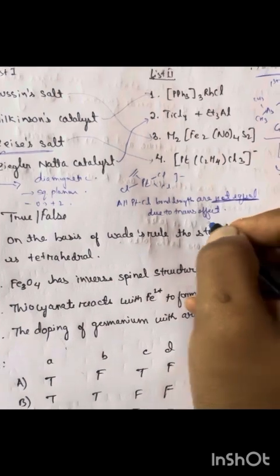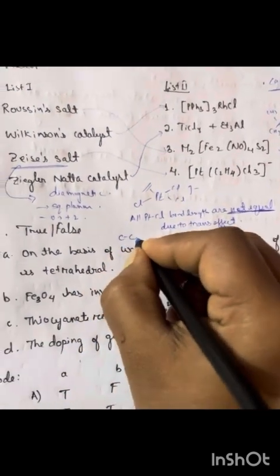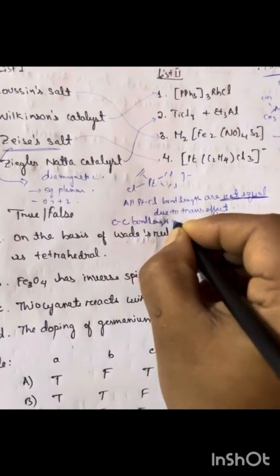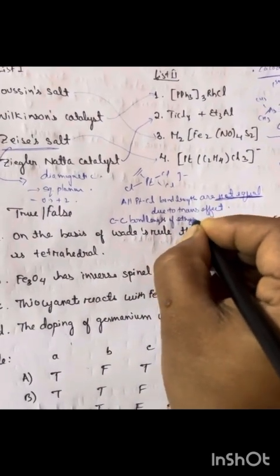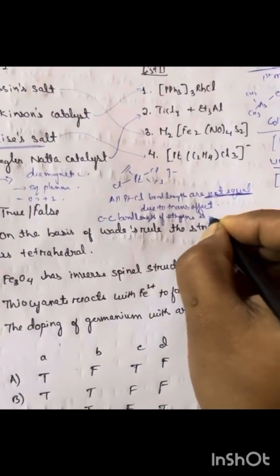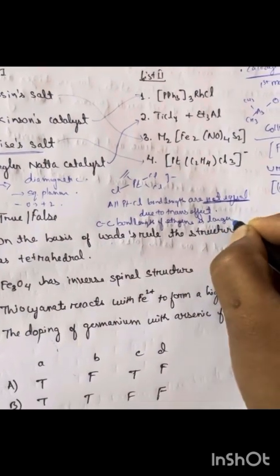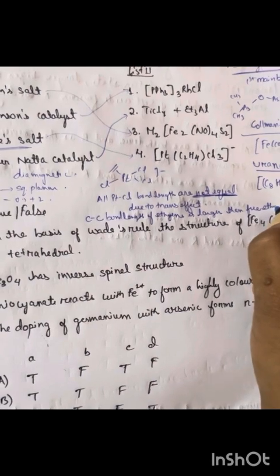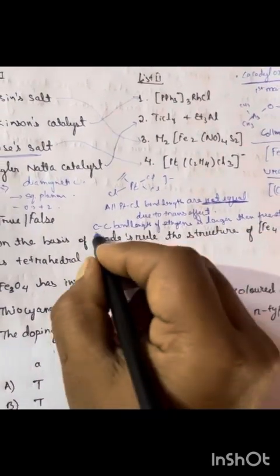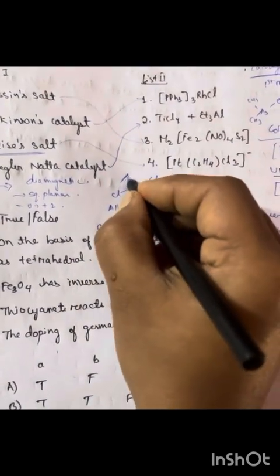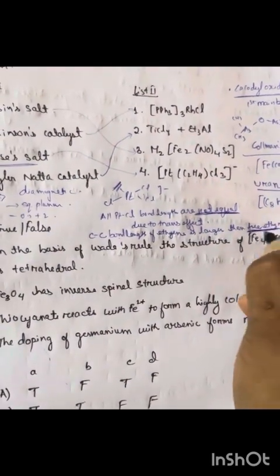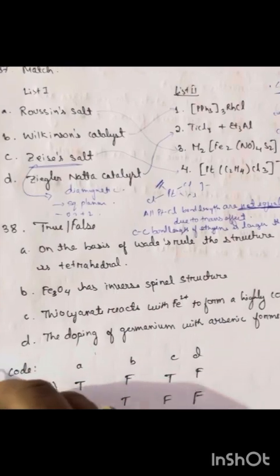Next, as you know, the CC bond length of coordinated ethylene is larger than free ethylene. Very important point. This is the CC bond length of ethylene in the complex, and it is larger than the normal free ethylene. Okay, you should know. Next point.